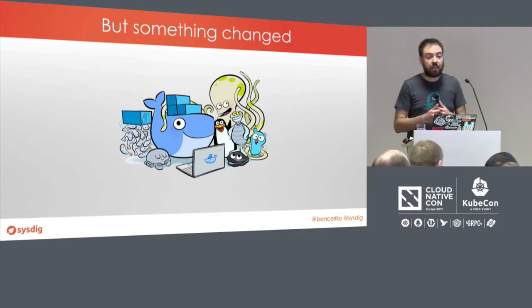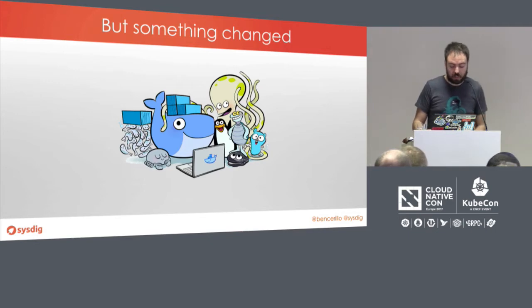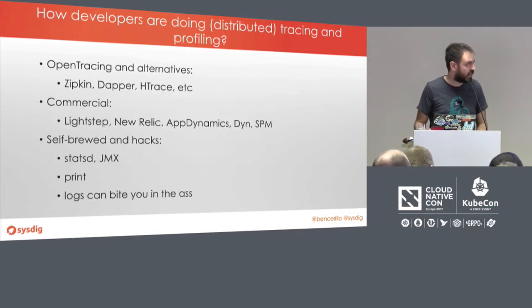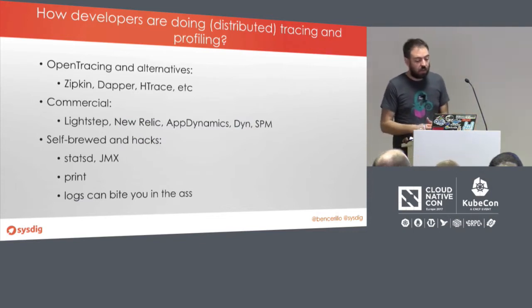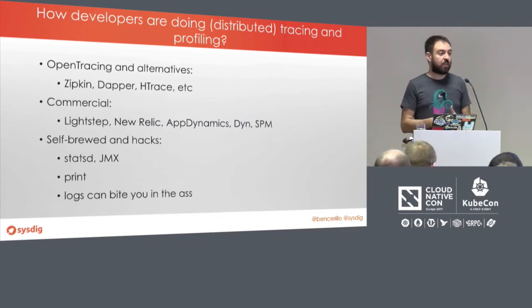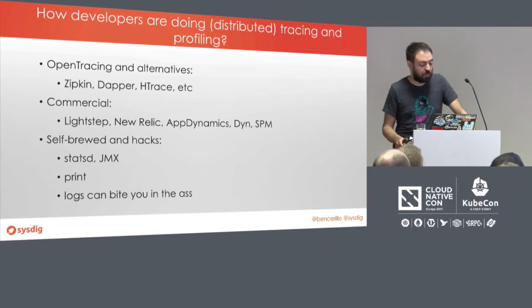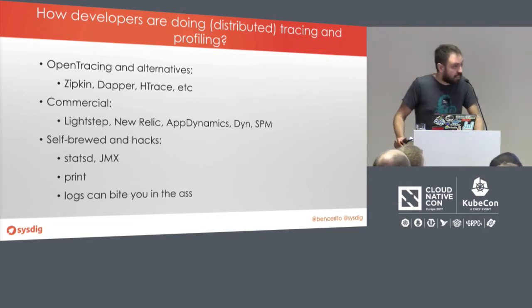But then with containers, how can you look at what the code is doing? We have all these changes with containers, namespaces, and so on. There are quite a bunch of different tracing tools: OpenTracing, Zipkin, Dapper, there are a bunch of them. There are other commercial tracing tools that are quite nice. And then there are people who don't want to use either, and they do some in-house hacks.